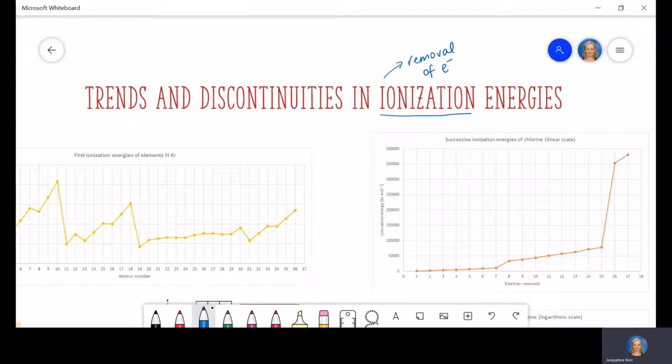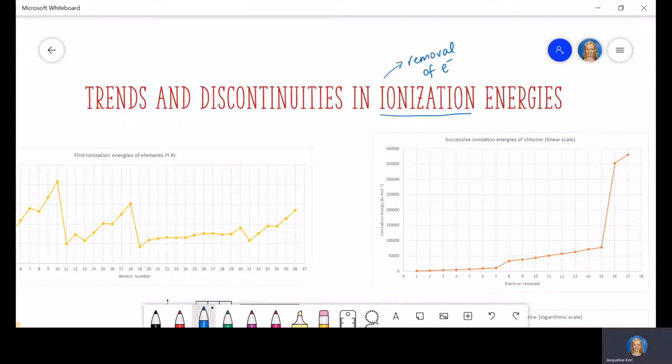So for some atoms, that will be relatively easy. For others, it'll be a lot harder, depending on their configuration and what charge from the nucleus is being felt, if you like, by the electrons that are being removed. And we're talking about valence electrons here.